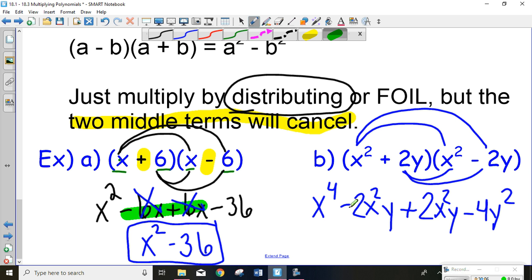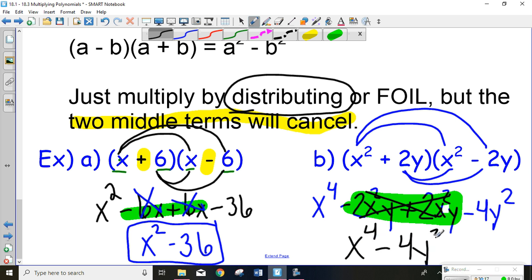When I go to combine my like terms, here's my like terms in the middle. Negative 2 plus positive 2. Oh, that's 0, so these cancel out. And I'm left with an answer of x to the 4th minus 4y squared. And there's my answer.